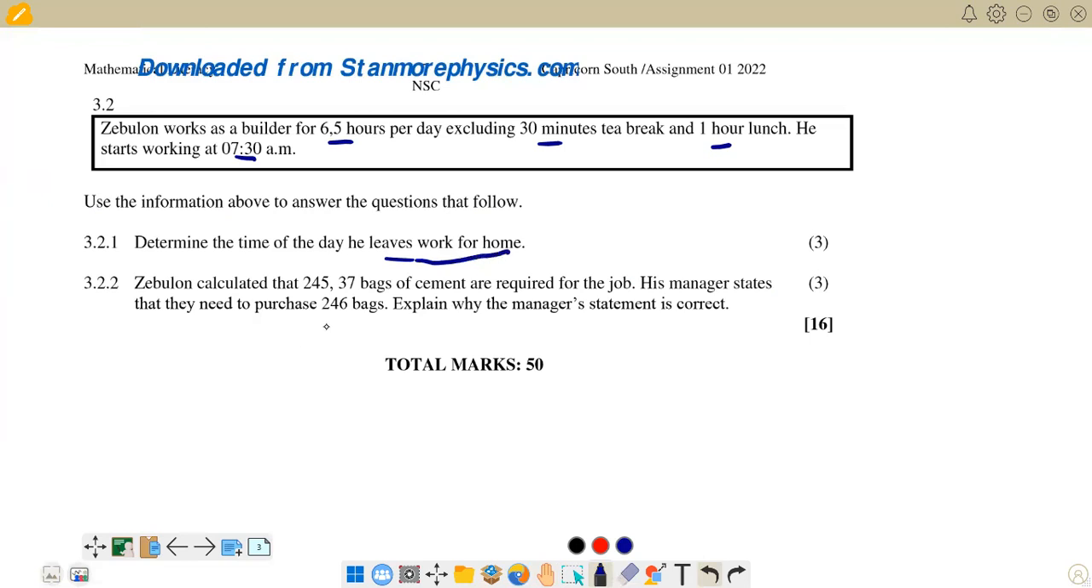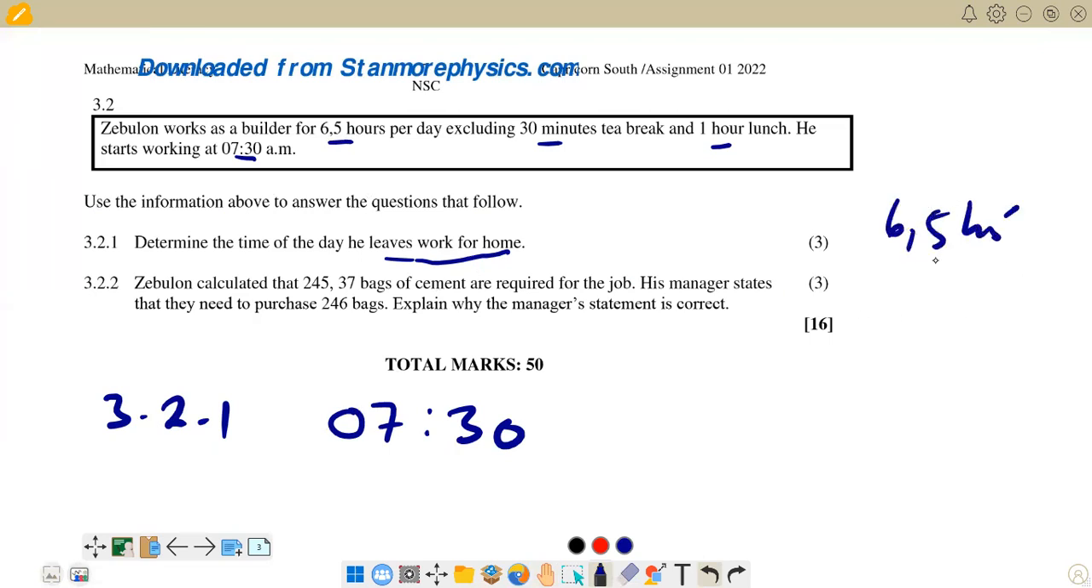So what we are going to do on 3.2.1 is have 07:30 as the starting point. And we are told that the working hours are 6.5 hours. And we know that 6.5 hours is a fraction. Here we have 0.5 hour. We have 6 hours and 0.5. 6 plus 0.5 gives us 6.5. So the 0.5 that we have here is half, half of an hour.